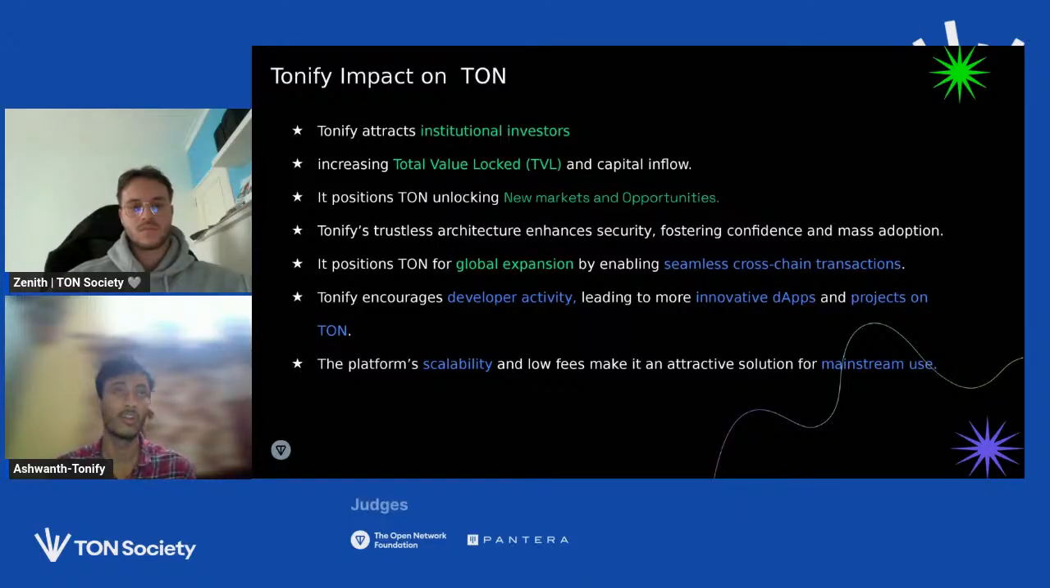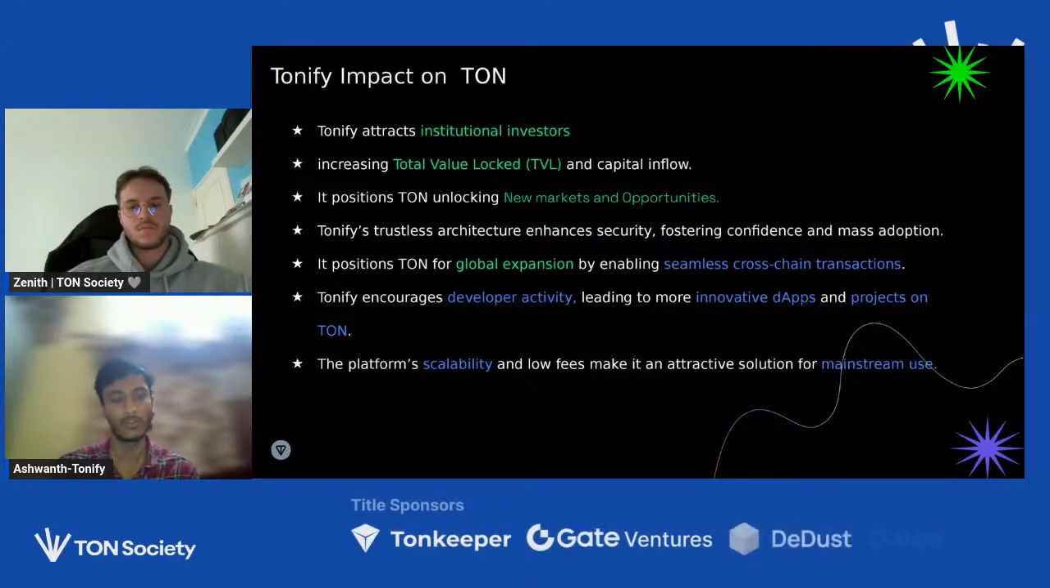And it also unlocks a new set of markets and various opportunities for the Ton ecosystem. It also provides seamless cross-chain interaction from the Ethereum chain to the Ton chain. Therefore, we would also like to further integrate with developer APIs, so it would unlock a lot of developer activity around Tonify, making use of this bridge in their own innovative apps and projects as well.